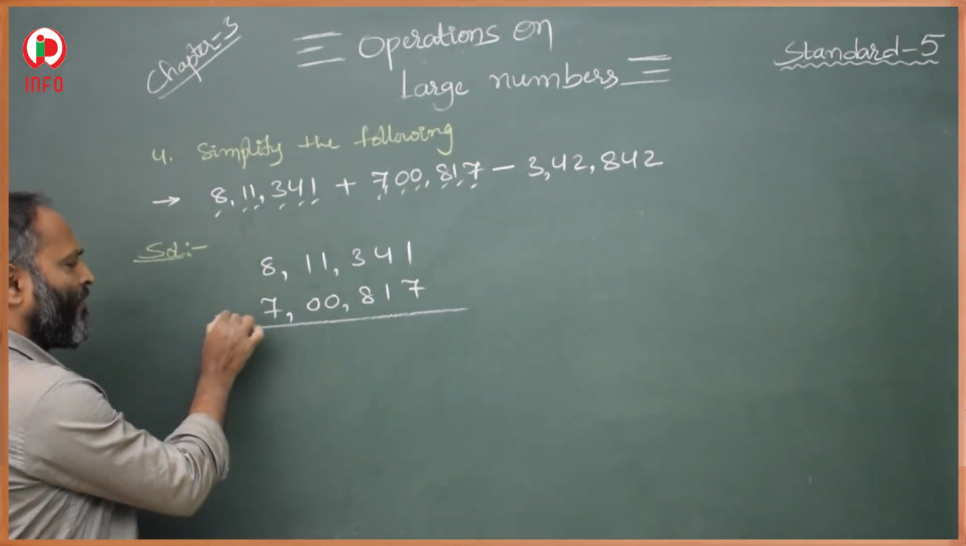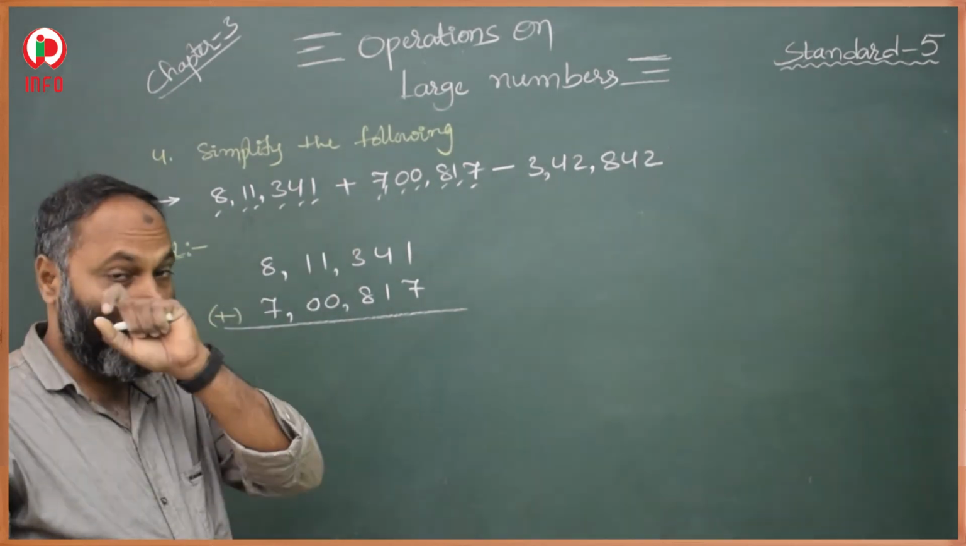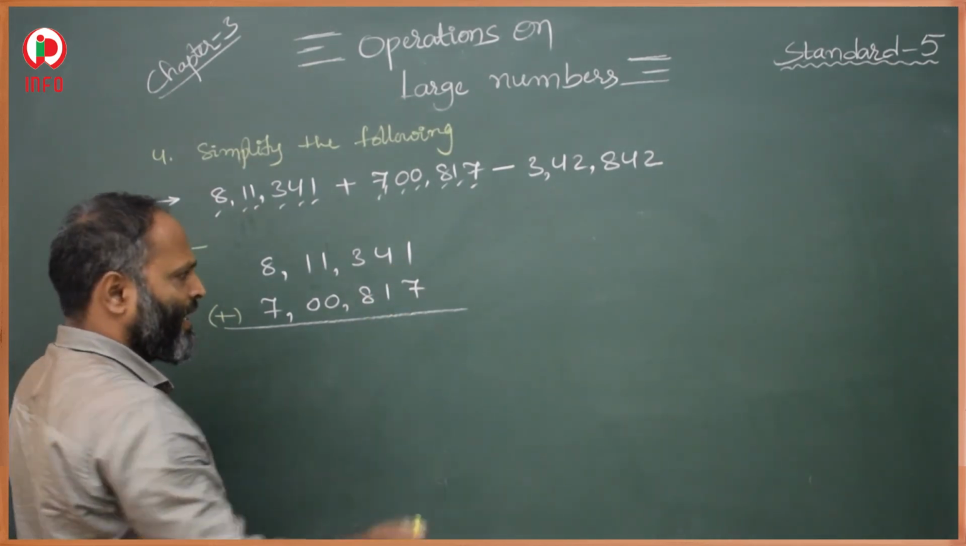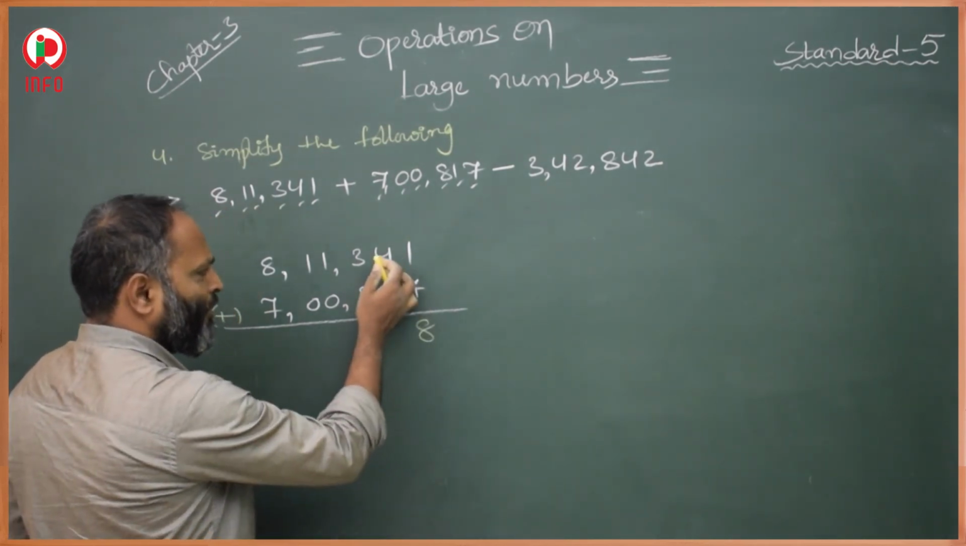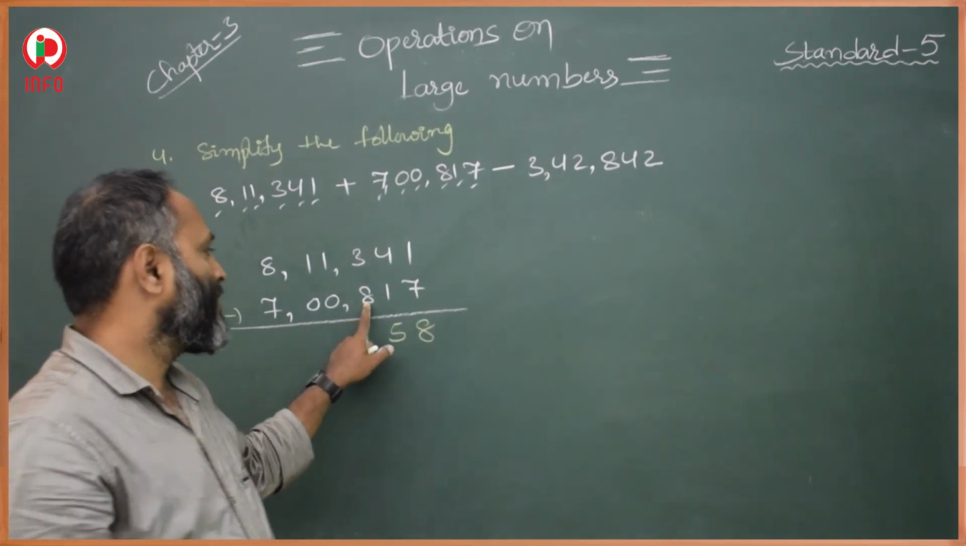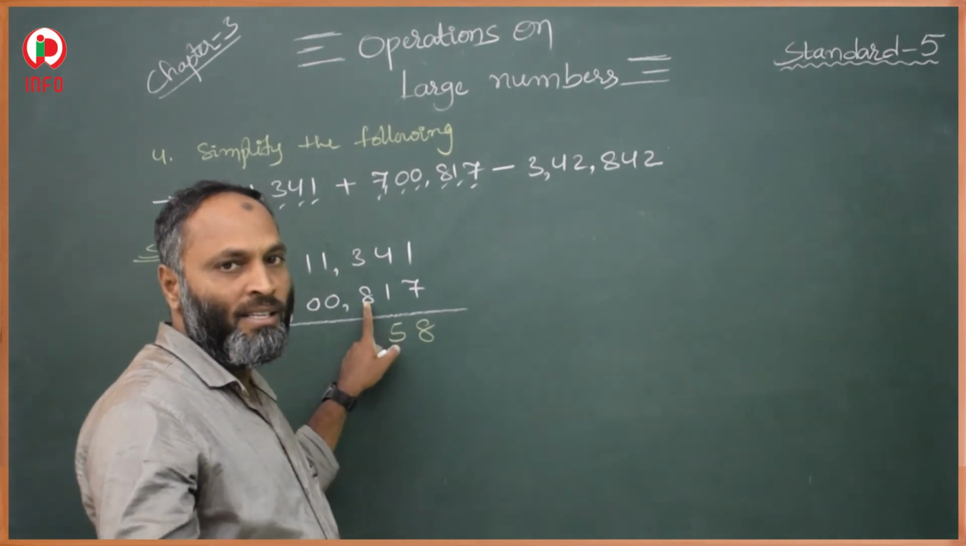This is the addition. Why addition? Because the addition sign is given. Now 7 plus 1 is 8. 4 plus 1 is 5. And 8 plus 3: 8, 9, 10, 11. 11 is a double digit number.